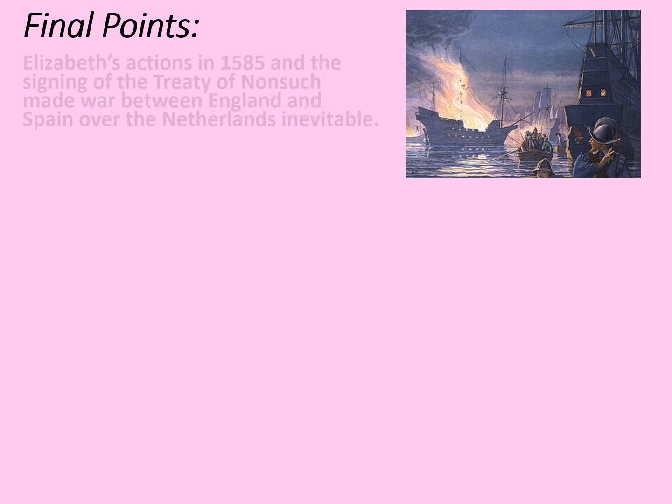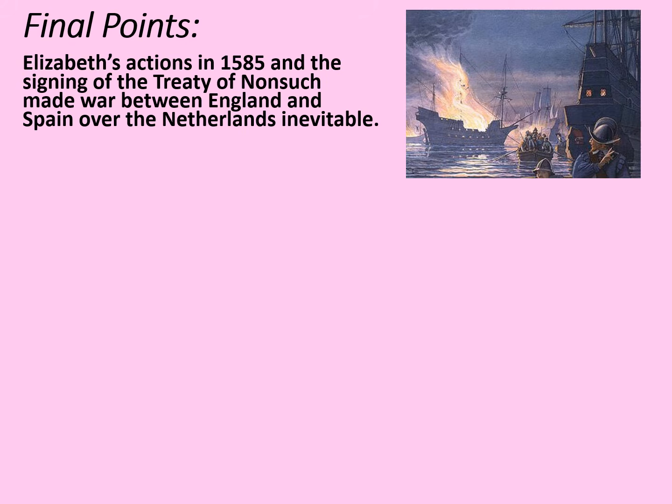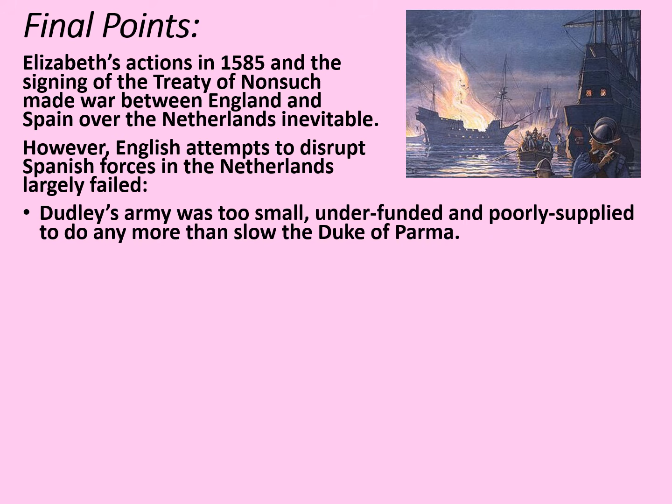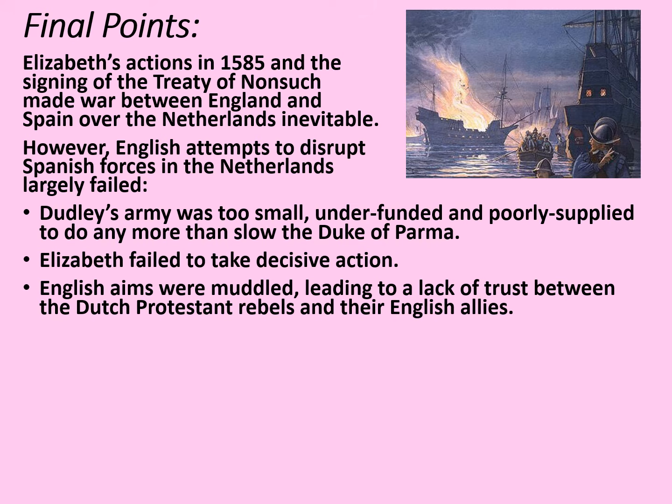Our final points then. Elizabeth's actions in 1585 and the signing of the Treaty of Nonsuch made war between England and Spain over the Netherlands inevitable. However, English attempts to disrupt Spanish forces in the Netherlands largely failed. Dudley's army was too small, too underfunded, and too poorly supplied to do any more than slow the Duke of Parma's advance. Elizabeth failed to take decisive action, and English aims were muddled, leading to a lack of trust between the Dutch Protestant rebels and their English allies.